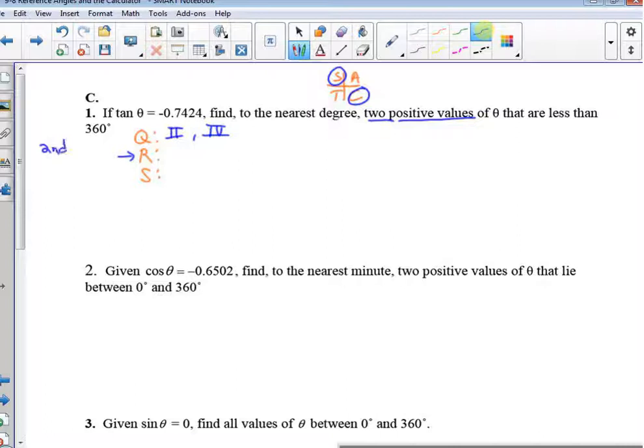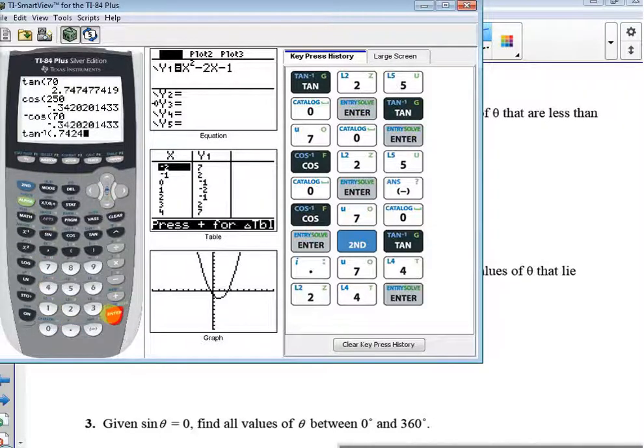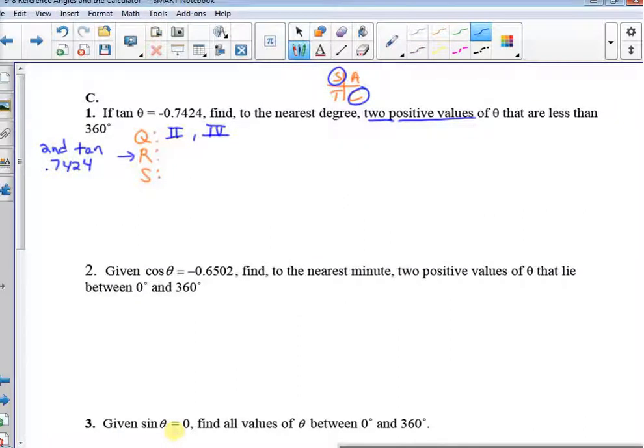The reference angle, to find that, I have to do second tan. Now, I am not interested in the negative, so to find the reference angle, it's always positive. I'm going to do second tan of 0.7424. Okay, and it says to the nearest degree, so I'm going to take this as 37 degrees. So my reference angle is 37 degrees. Now, my sign, I don't need that so much, but it just tells me to look at where we are negative in quadrants 2 and 4.